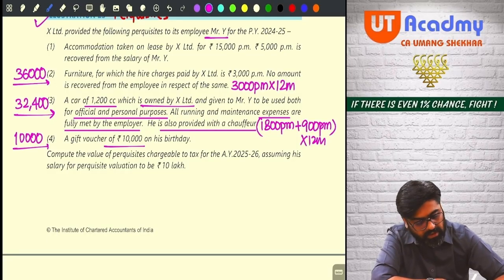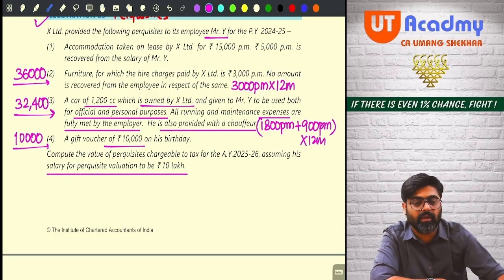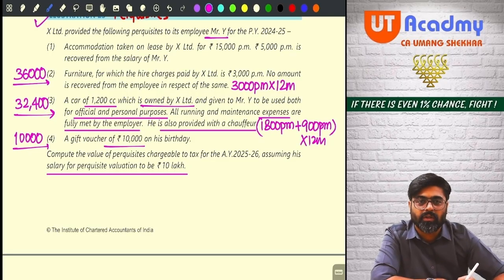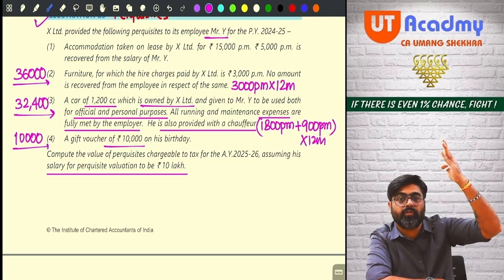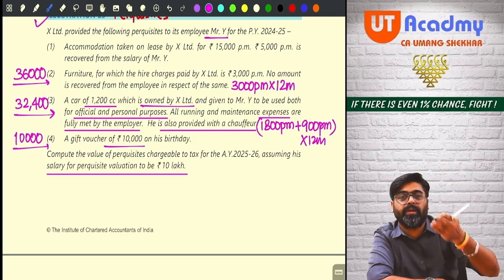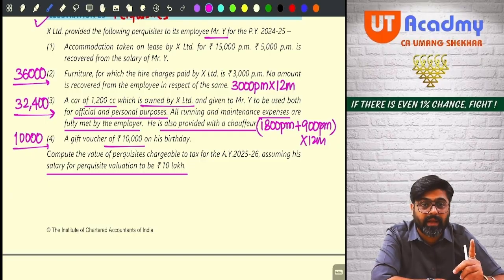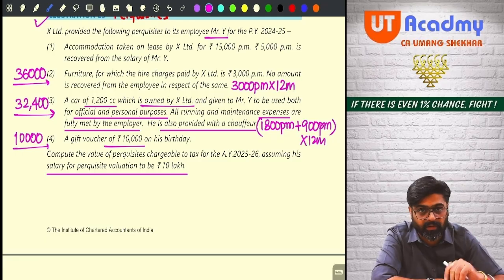Compute the value of perquisite chargeable to tax for the assessment year 25-26, assuming his salary for perquisite valuation to be 10 lakhs. See how good this examiner is. He is telling you that for the purpose of valuing the perquisite of accommodation, his salary has to be taken as 10 lakhs. So 10% of 10 lakhs will be 1 lakh. Either 1 lakh or 1 lakh 80,000, whichever is lower. So that 1 lakh will be his benefit.